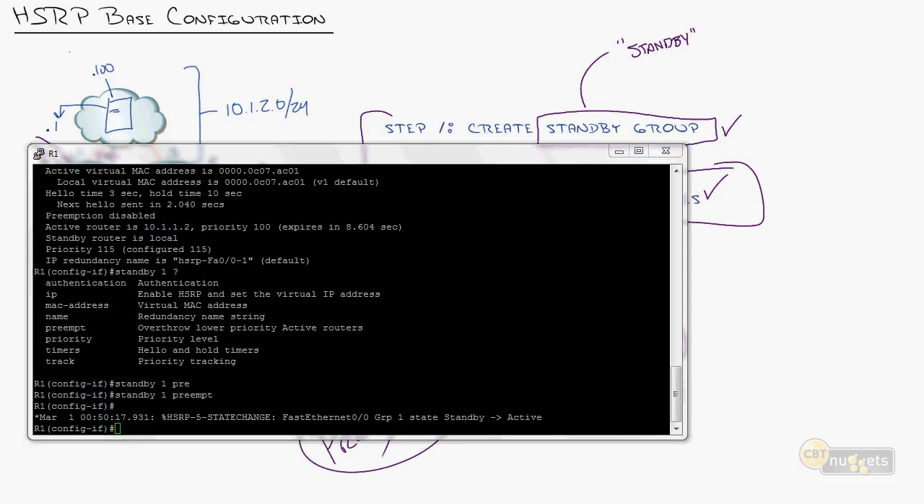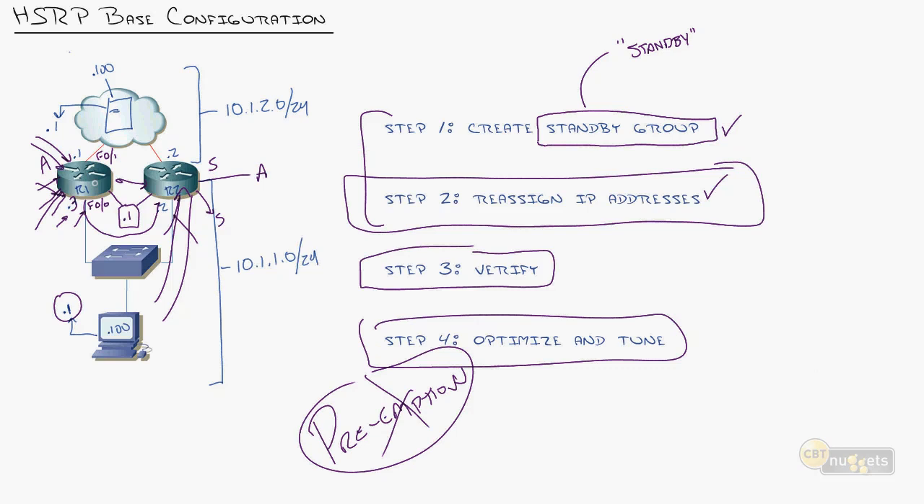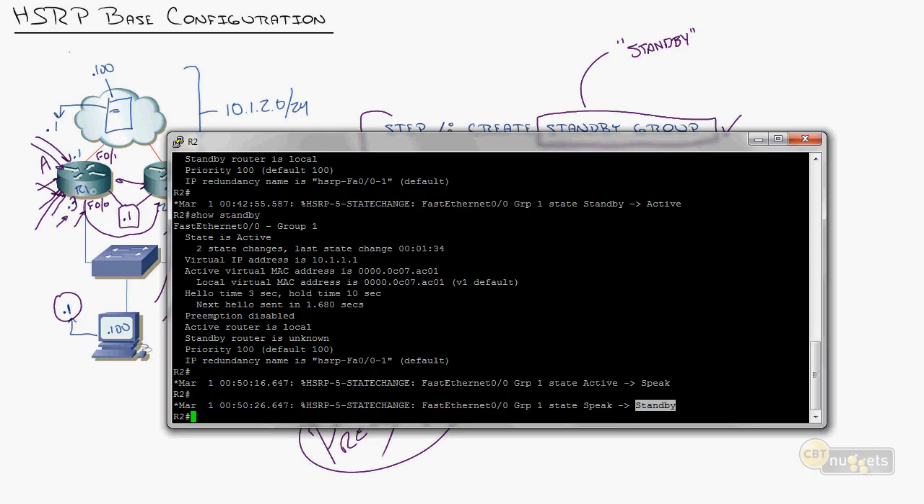If I were to look over at router 2, he's going to be like, yep, somebody just came and smacked me down. I am now back in my standby role. So preempt is a great one that if you want, when this guy comes back online, for him to take over, we can use that preempt.